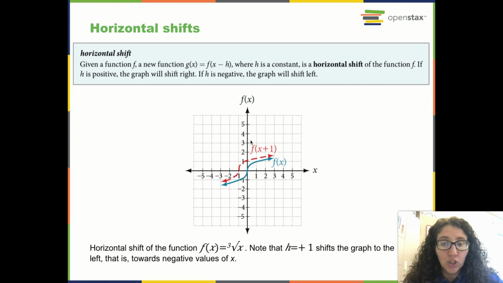If your function looks like f of x plus 1, the function is shifted to the left by 1. If it's x minus 1, it's shifted to the right by 1. So it's a little bit counterintuitive, at least for me. In my mind, plus means it's going to the right. But in this case, it's opposite, right? Because it's x minus h.